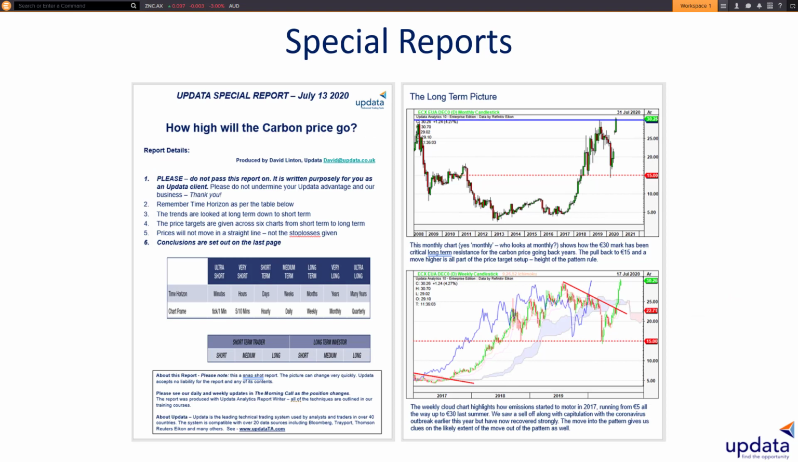So this one, for example, went out to clients on how high can the carbon price go. And this is a 12-chart, 8-page report with all the trends and targets over the short term, medium term, and long term. So this is one of the unique aspects of Updata, as we give views on different time horizons to help you navigate how you trade these assets.